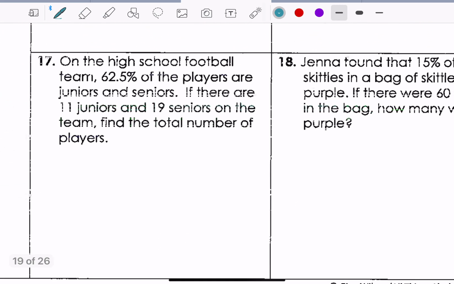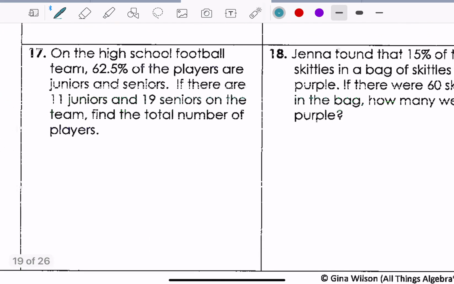Okay, the last two. On the high school football team, 62.5% of the players are juniors and seniors. So right away, you know the percent. So you can set your equation up to be 62.5 over 100 on the right side. Now you're going to figure out the part and the whole. If there are 11 juniors and 19 seniors on the team, find the total number of players. So they want you to find the total. That's what is going to be on the bottom. That's what you're missing. That's going to be your X.